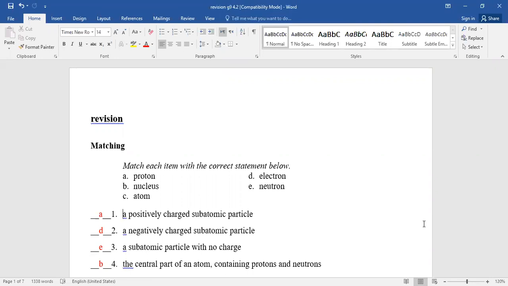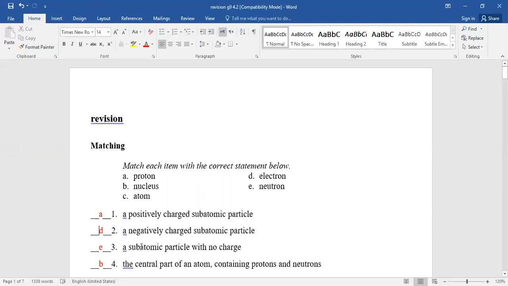Positively charged subatomic particle. And when we talk about positive one, it will be proton. So the proton charge is positive. So we'll get A for number 1. Number 2, negatively charged subatomic particle will be negative, and that will be the answer for electron here. That will be B.